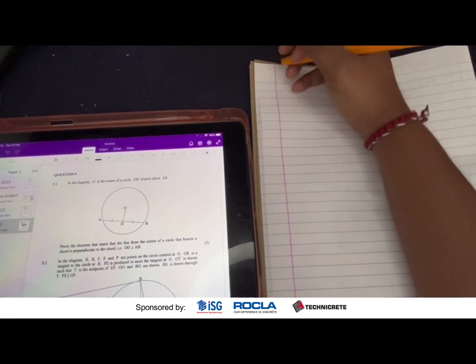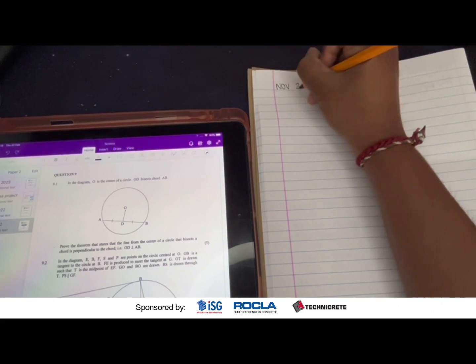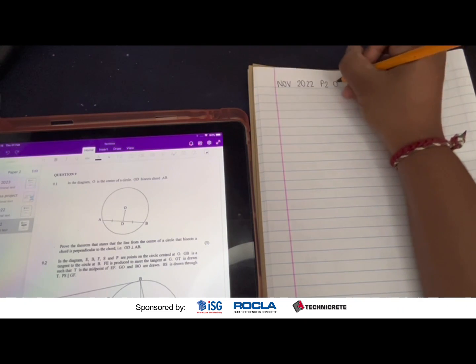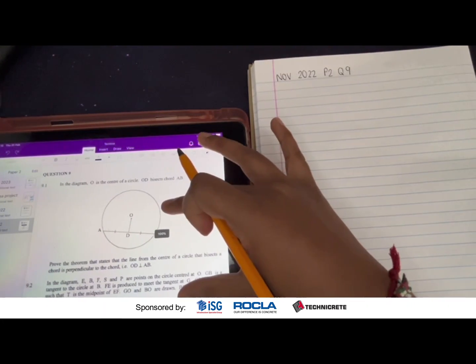Good day. Today we will be looking at the November 2022 paper 2 question 9. Okay, let's take a look at our first question here.